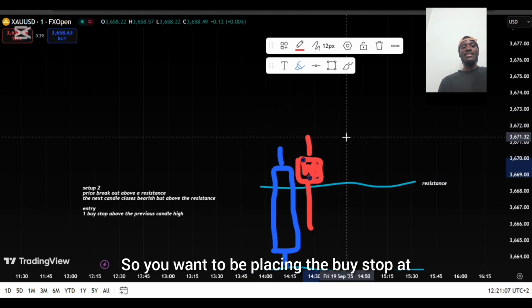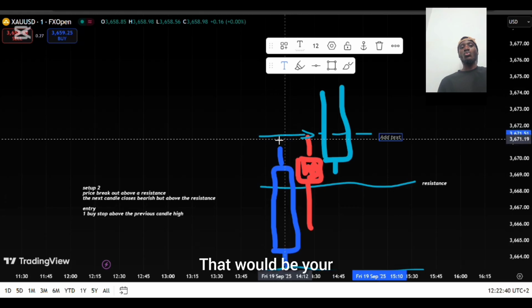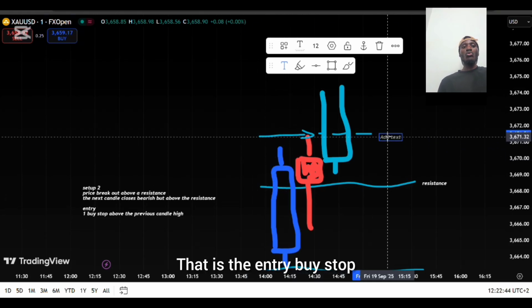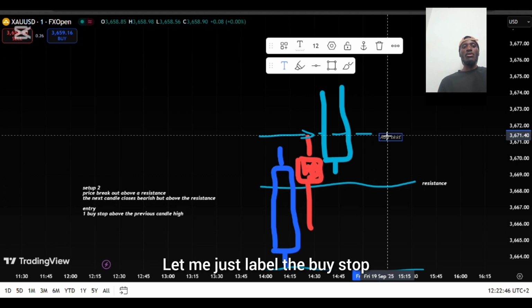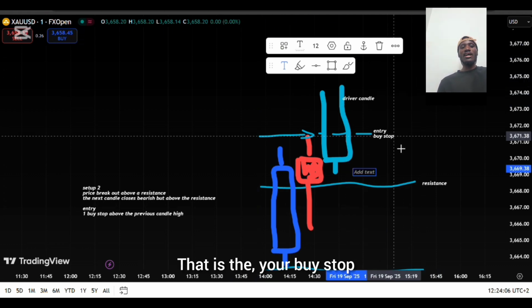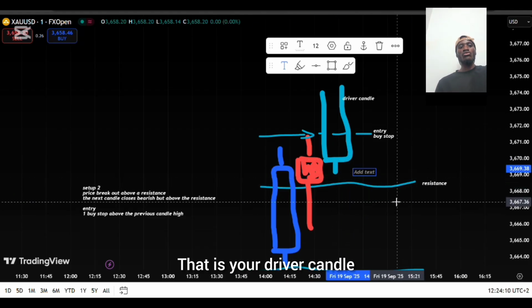So you want to be placing the buy stop at the break of the highs, right? That would be your entry. That is the entry buy stop. Let me just label the buy stop at the break of the highs. That is your buy stop, and that is your breakout candle. Sorry, that is your driver candle.